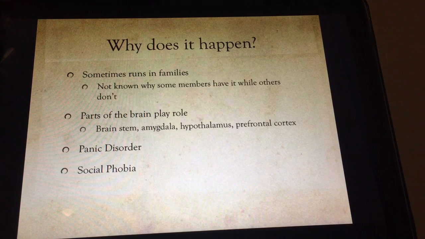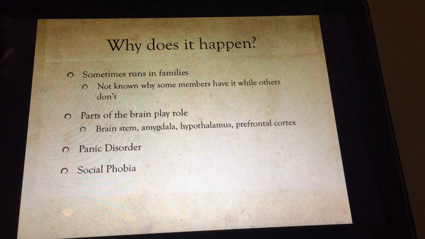So why exactly does this happen? Sometimes it can run in families, as I said earlier, with the genetic vulnerability, but it's not known why some members have it while others don't. It's kind of related to addiction, where we can see there is a strong genetic link, but just because someone has it in your family doesn't mean necessarily you will have it. And we don't understand why some people have it and some don't. Again, parts of the brain play a role in these disorders. The parts that do play a role are the brainstem, amygdala, hypothalamus, and the prefrontal cortex.